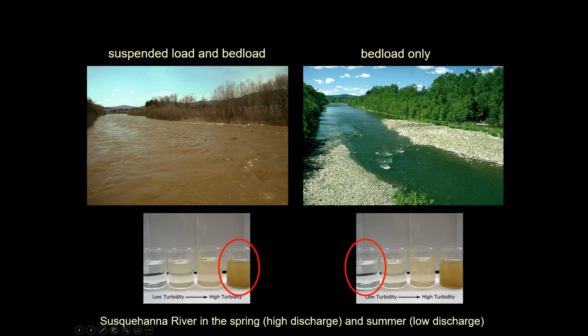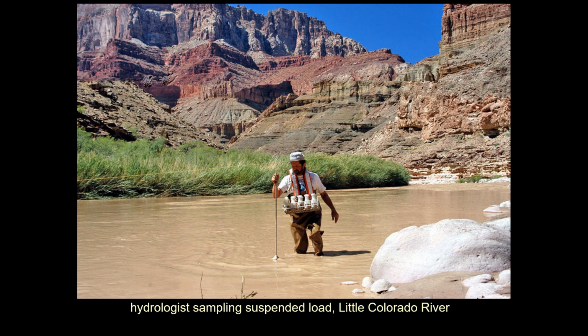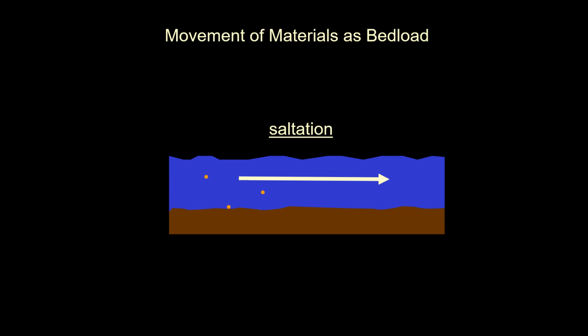And here you see in these containers the turbidity that's associated with suspended load as opposed to the turbidity with bed load, and the water is much clearer in the case of a slow-moving stream that's carrying materials by bed load only. Here's a hydrologist sampling suspended load in the Little Colorado River, and he's got these, they look like milk jugs, where he's sampling water in different places in the river.